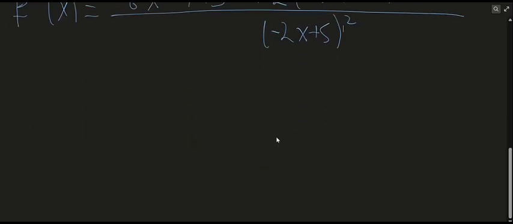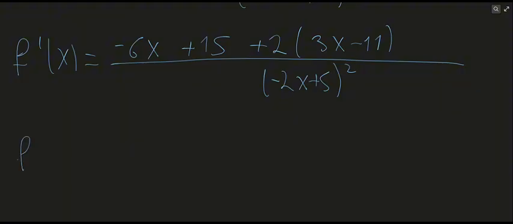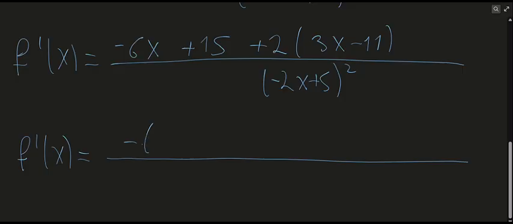So in this case, it's f prime of x, negative 6x plus 15, rats. Now, let's distribute the parentheses. 2 times 3x is going to be plus 6x.